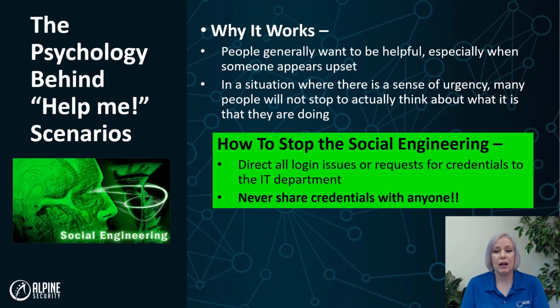Generally, we want to be helpful. People want to help someone who appears upset. In many cases, crying or being visibly upset will elicit a physical reaction from the target. They'll want to help. In a situation where there's a sense of urgency, where they need that file in the next 5 minutes for a critical meeting for the company, many people won't actually take the time to stop and think about what they're doing. They'll just try to be helpful.